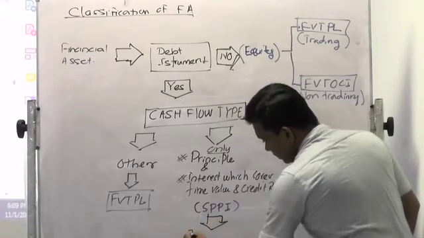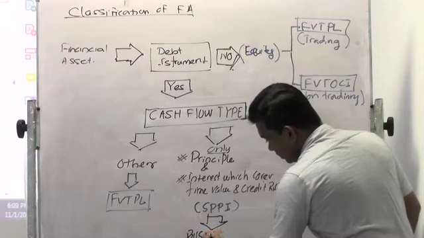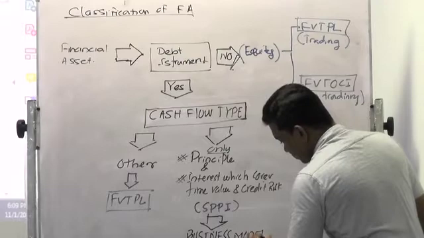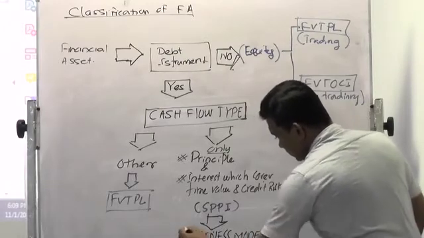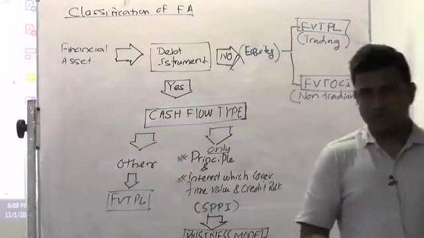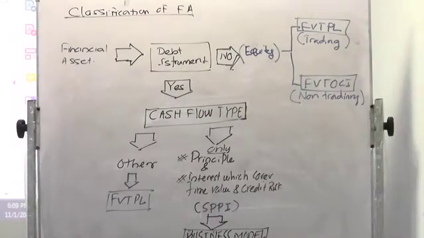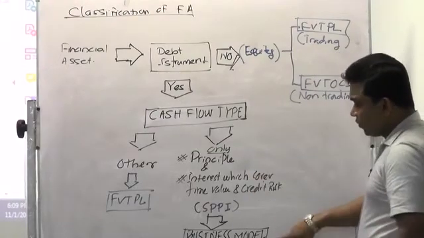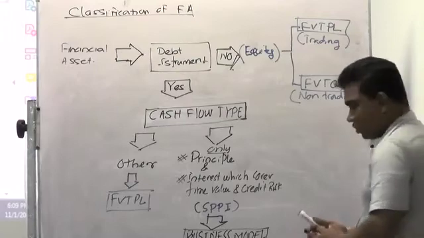You need to see what is the business model. What is the business model? Clear? Now you need to check the business model if the debt instrument satisfies SPPI. Is that clear? Otherwise there is no need to check. If it satisfies SPPI, then you will check the business model.